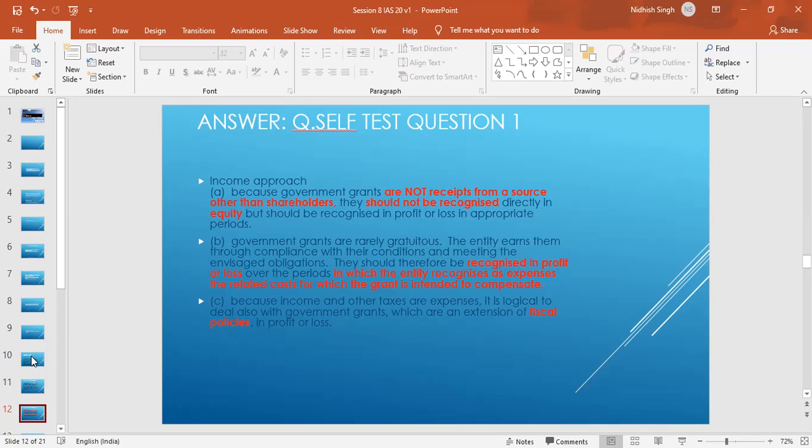So why is it beneficial to have both views? Because this will clarify in what situation we should take a particular approach. If the government has attached terms and conditions to a particular grant, in that case it should be treated like income, because you are fulfilling the requirement and you are earning the grant. Right.